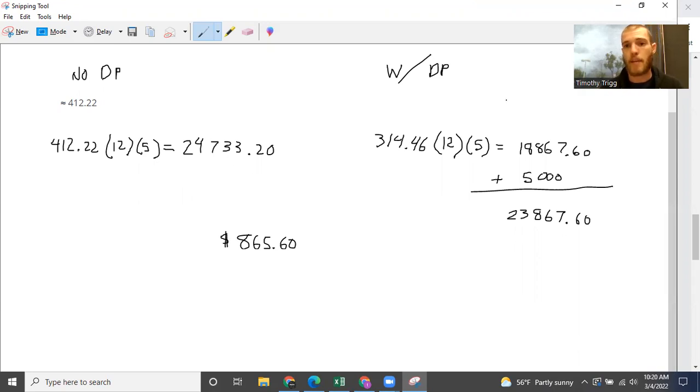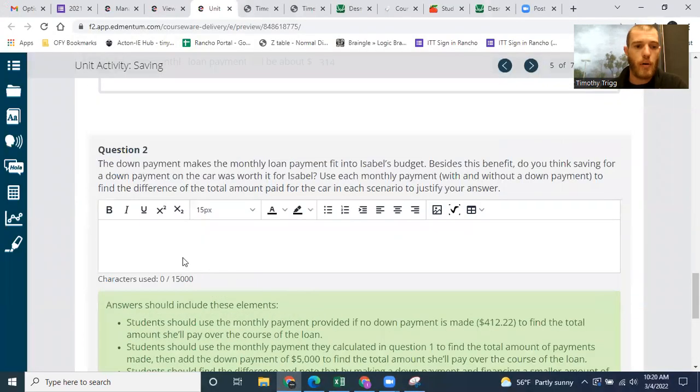Or another way to look at it, if she does the down payment, she'll be saving $865.60 over the 5 years. So I want you to show and explain some of that math, right here. I showed you everything you need to know and explained it to you. And then you should explain why she should do the down payment if she can afford it.